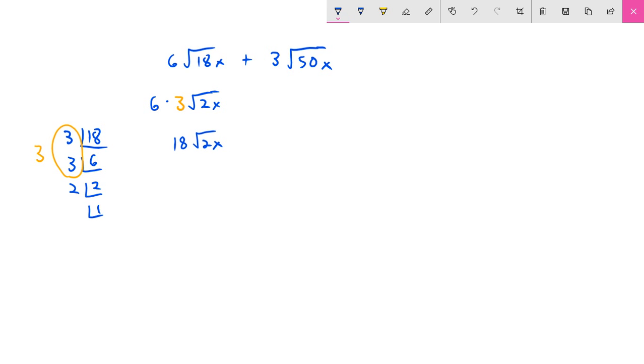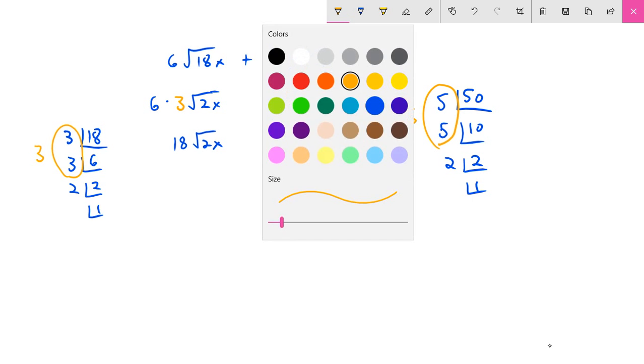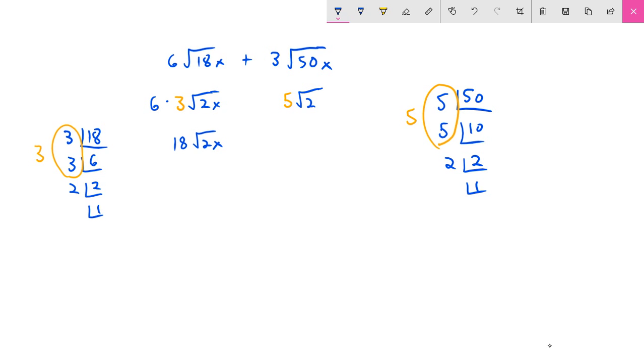Now let's do the 3 square roots of 50x. So 50, what can I divide that by? 5 gives me 10. What can I divide 10 by? 5 again, and then 2. So my pair is right there. It's the pair of 5s. And so what does square root of 50 simplify to? 5 square roots of 2. And what do I have left over from the beginning? X on the inside and 3 times 5. What is 3 times 5?